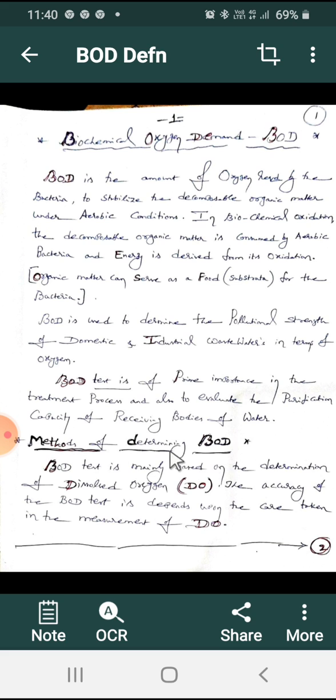This is called methods of determining the BOD. And what are the methods? How to determine and what is the meaning of BOD? Let us start and study from this topic. Okay. See, I will take some more time to explain the things. If you don't know, you have to ask, you have to write separately and ask me the questions.